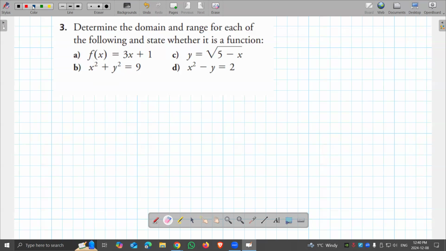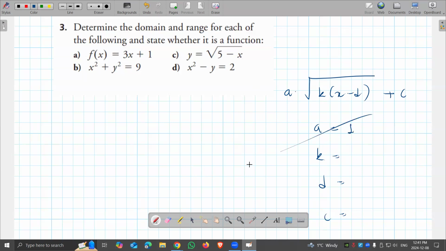Part C, the square root of 5 minus x. I'll give it to you, this one. So it's going to be a times the square root of k(x minus d), plus c. Compare this with the square root function. What's a, k, d, and c? A is 1, so you can ignore it. What about k? K is -1.